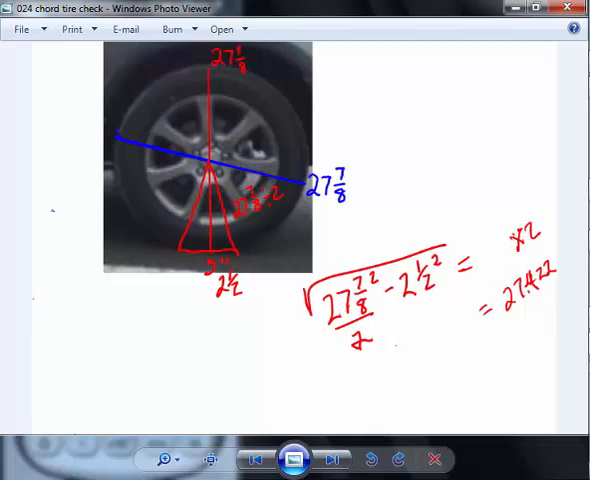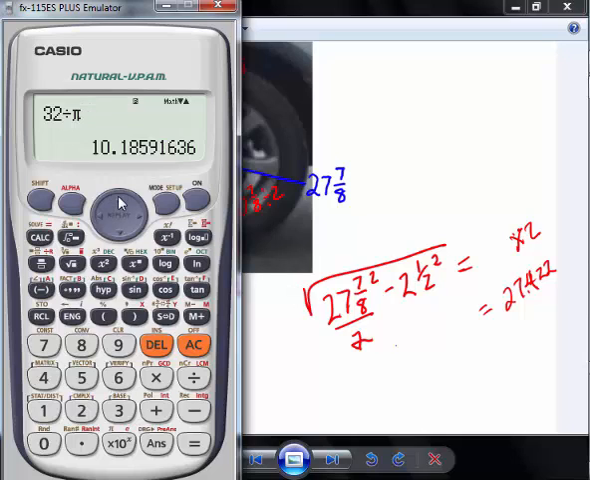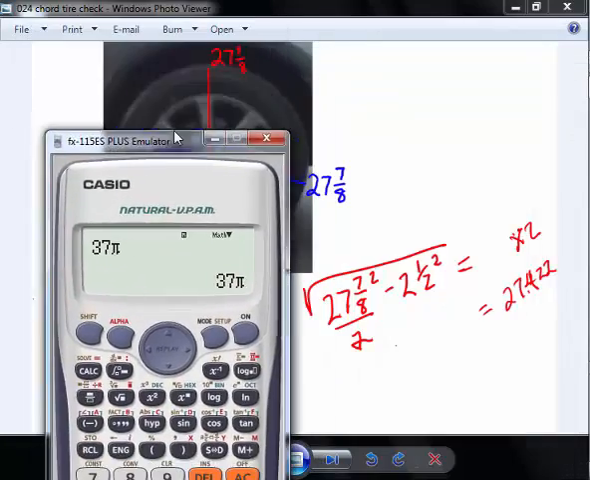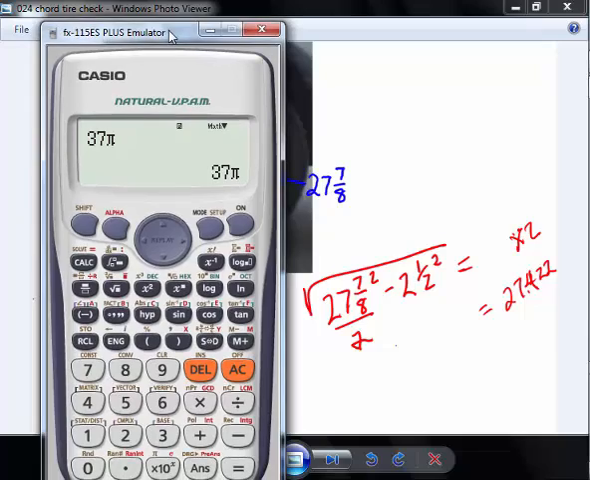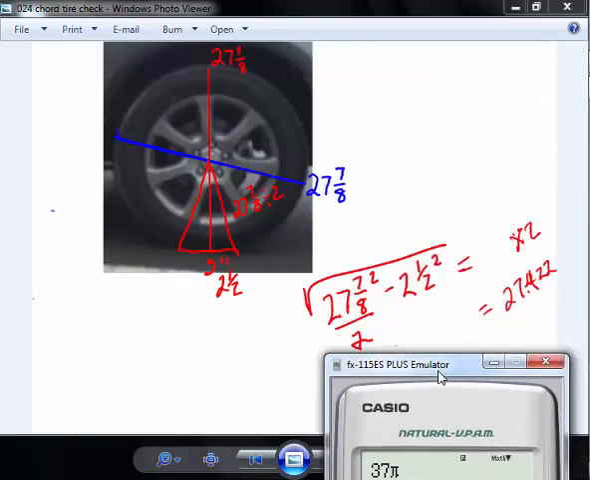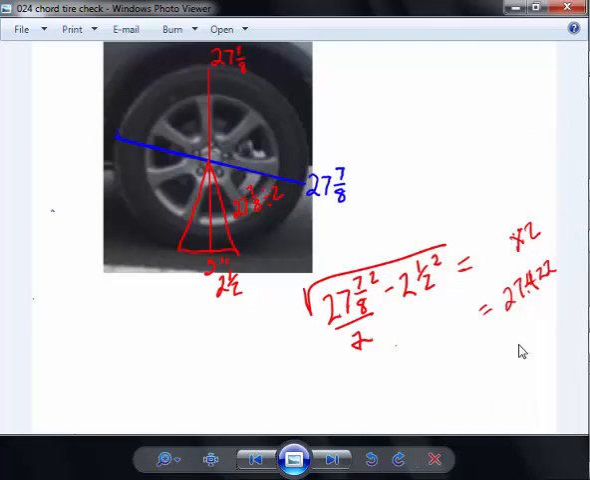Now let's do the math here. I'd put it in here someplace. It was square root. Yeah, 27.5 minus 2.5, and multiply that by 2, you get 27.422, and I said 27 1/8, but it probably was closer to 27.5.